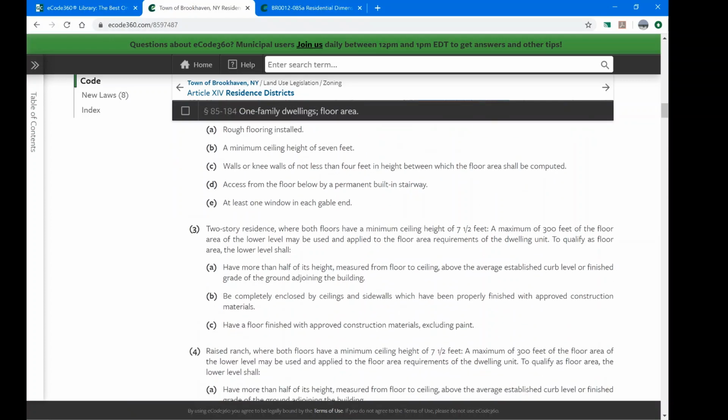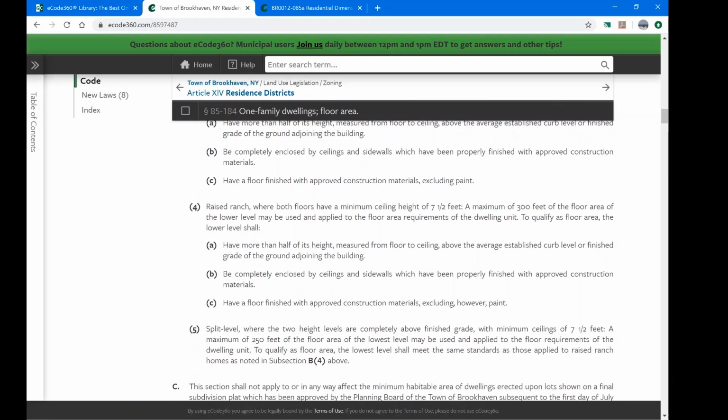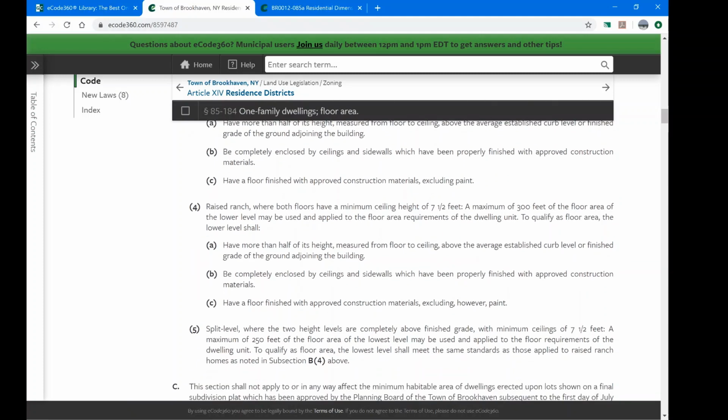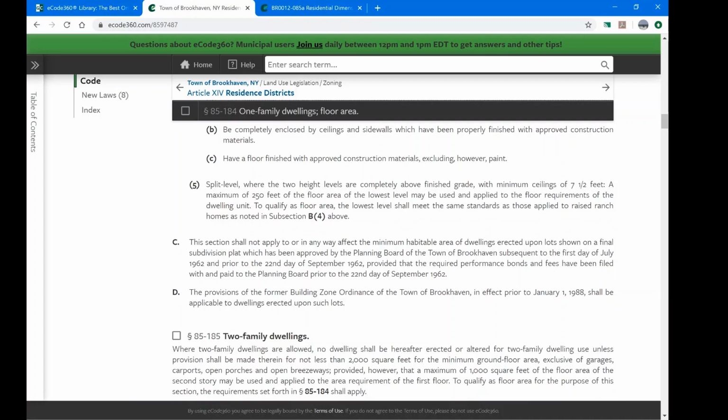Let's see what else. Two-story residence, both floors have to have a ceiling height of 7.5 feet and a maximum of 300 feet on the floor of any area. The lower level could be applied towards the floor requirements of the dwelling unit. So that's a lot of information in here. So you can see how they define 2 stories, raised ranches, and split levels on there.